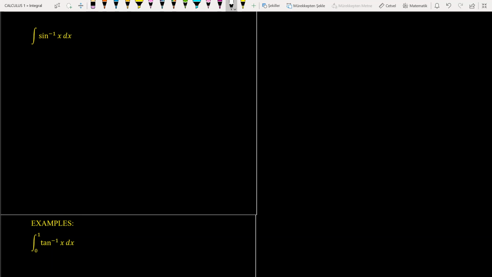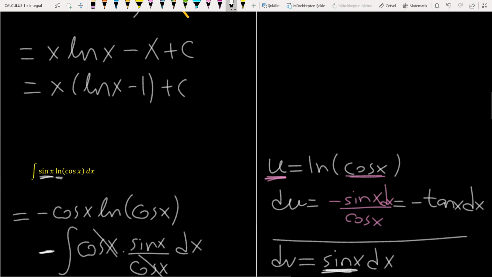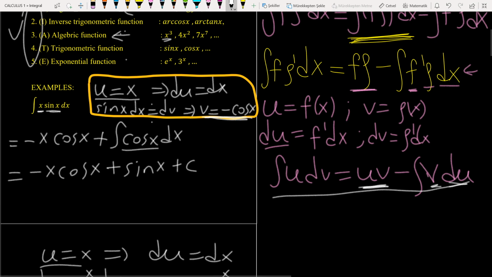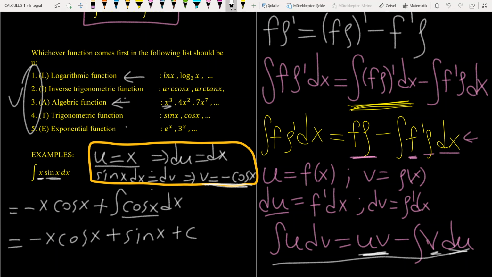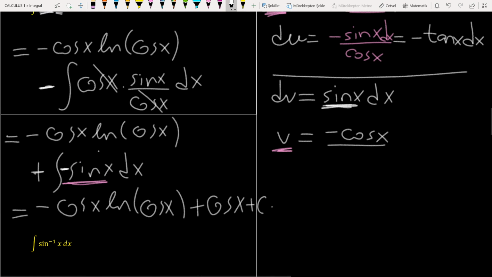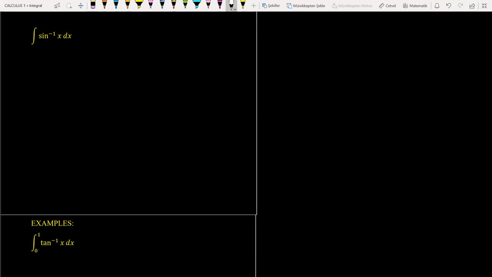Arc sin x. The next question is arc sin x. Since we have 1 as an algebraic function and arc sin x, let's go back to the list again. Inverse trigonometric functions come first. See, inverse trigonometric functions come first. So u is the inverse trigonometric function, arc sin x.